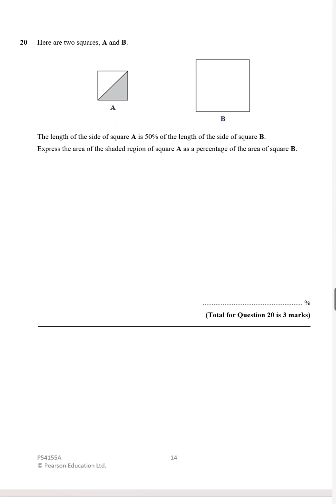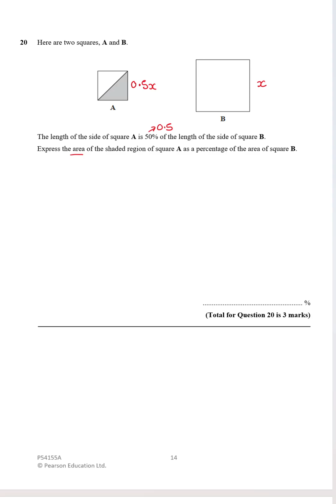Question 20. Here are two squares A and B. The length of the side of square A is 50% of the length of the side of square B. Express the area, keyword, of the shaded region of A as a percentage of the area of square B. First of all, I'm going to give square B a variable. I'm going to call it x. I know that square A is 50%. I'm going to work in decimals, so 50% is 0.5. 50% of the side length of square B. So I can say that this one over here is 0.5x. Okay, it's half the size, it's 50%.